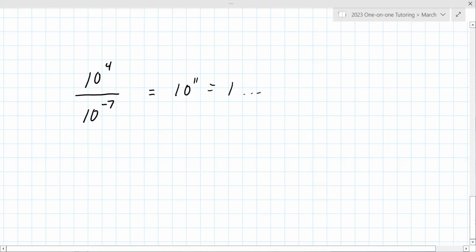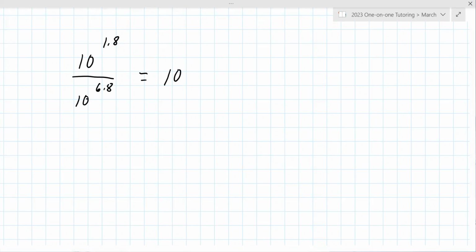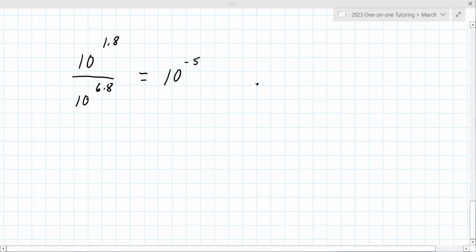All right, let's try another one here. 10 to the 1.8 over 10 to the 6.8. What does this become? Can you get a negative? Sure. Okay. 10 to the minus 5. Yes. Now tell me how many zeros are there to the right of the decimal before the 1? 4. Very good.